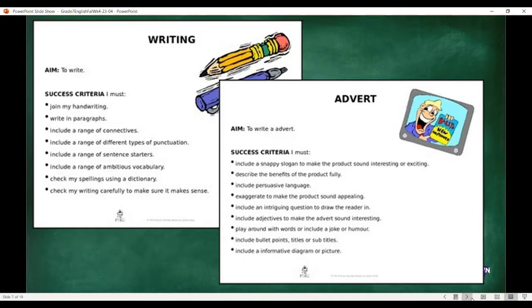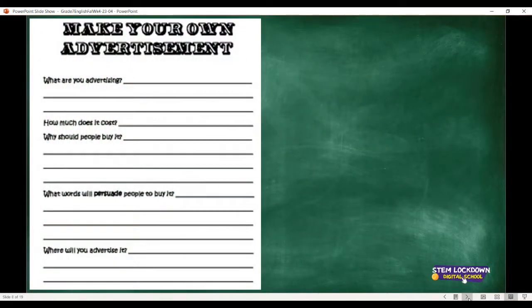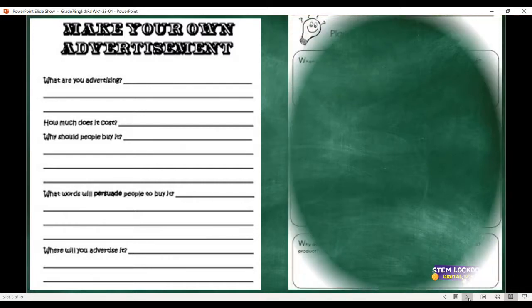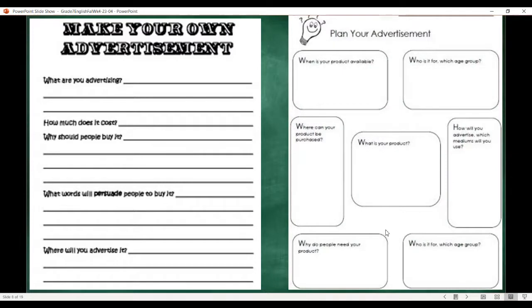Okay, so now we're actually going to get to the point where we make one. Now, this is one of the worksheets that I will share with you. So now you have to decide. There's two different ways you can do it. You can do it like writing on the left-hand side, or on the right-hand side. So what are you advertising? What is your product? Think about it now, because you're going to do it along with me. What is your product?